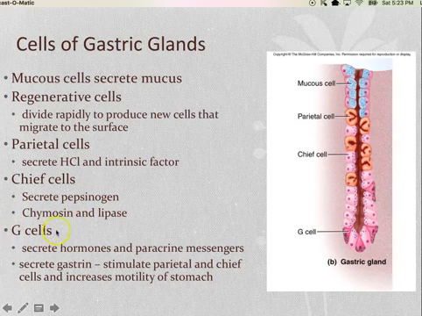And then G cells, so you can see these G cells here. These are going to secrete some hormones that act as paracrine messengers. And a paracrine messenger is simply a hormone that acts on another cell very close to the cell that secreted it. So in other words, it doesn't travel very far. A paracrine hormone is simply going to affect the cells around the cell that secreted it. Okay, so one of the things that G cells secrete is something called gastrin, and this gastrin is going to help stimulate parietal and chief cells and increase the movement of the stomach.